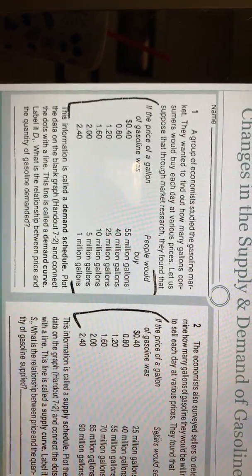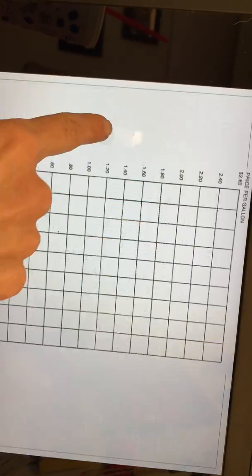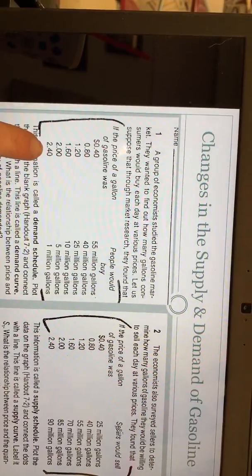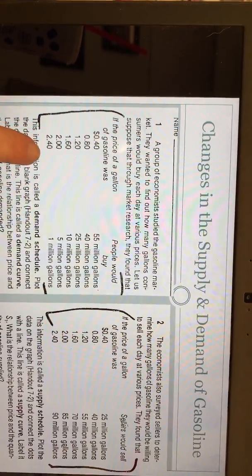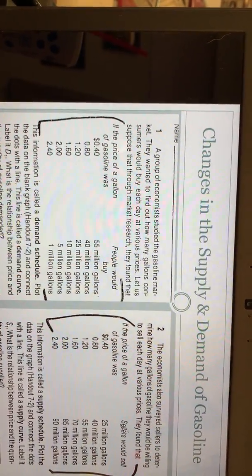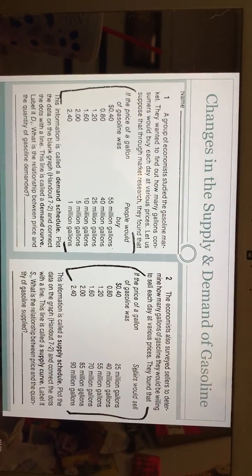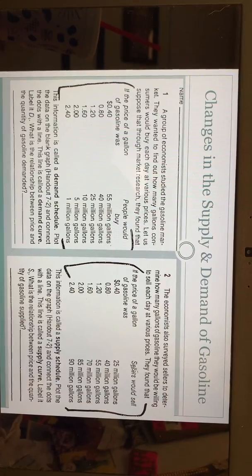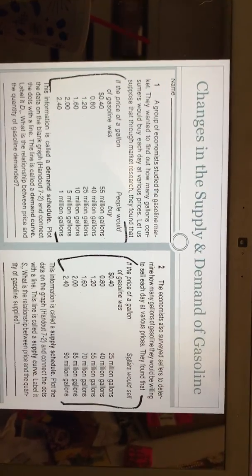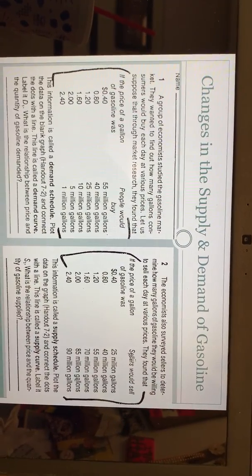And then the question says, what is the relationship between price and the quantity of gas demanded? So in other words, what is the price doing? The price is going up, and as the price goes up, we know it's inversely related. So as price goes up, demand goes down, okay? So that's the answer to that little section. So if you'll pause the video and go ahead and plot those things. You're going to start at 40 cents, then 55 million gallons are demanded. So go ahead and pause the video and do that now.